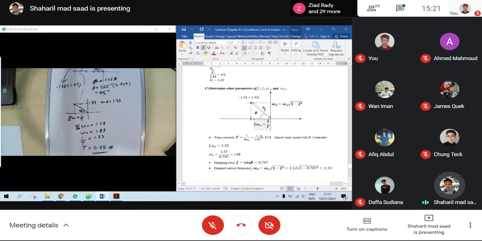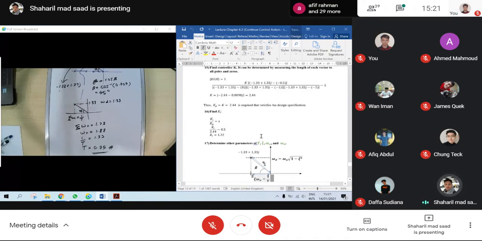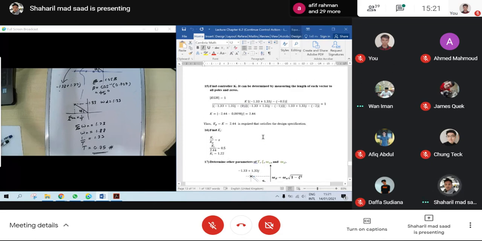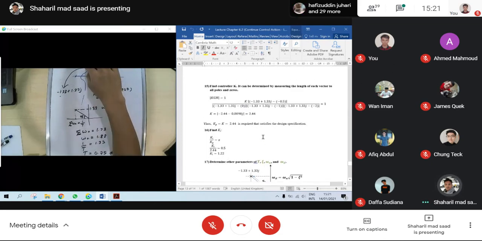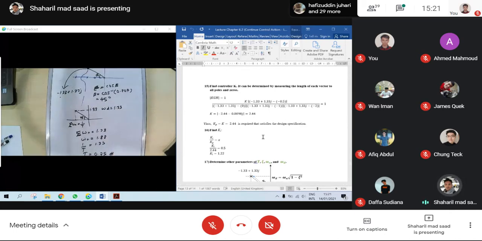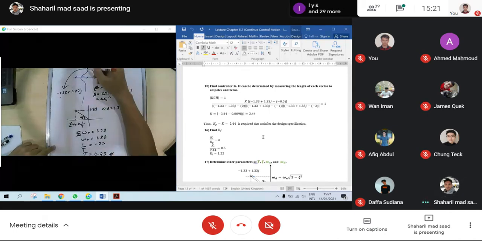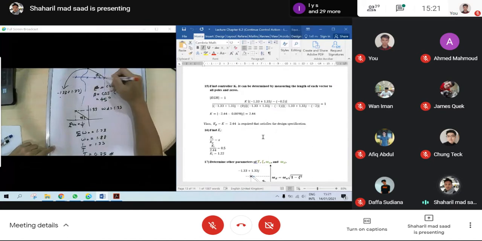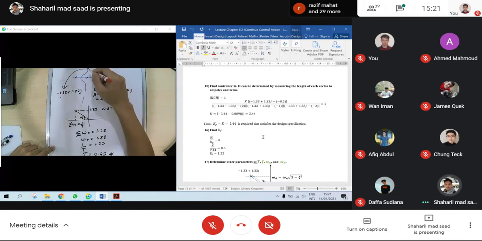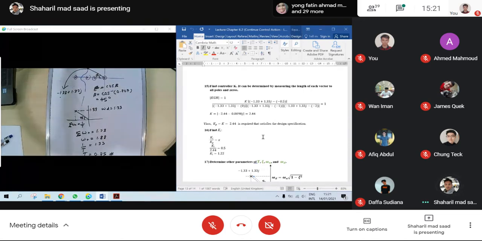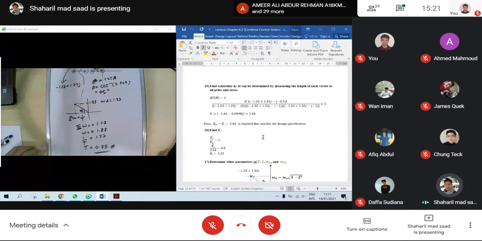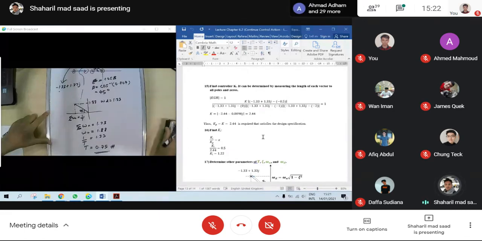The most important thing is to find the k, right? K is here. So you need to connect this one. This one needs to minus with this one, minus this one, minus this one, and also this one. So coming back to your open loop transfer function. Where is it? I'm going to do it again.